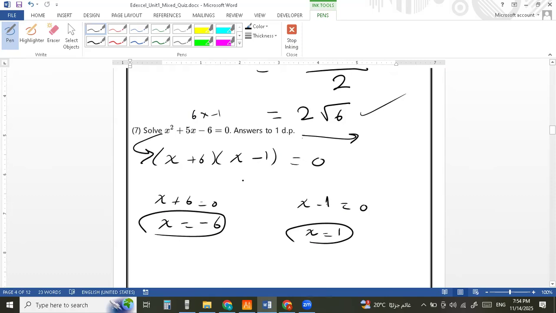Okay, Mister, but you factorized, you didn't solve the equation. Yes, since they are multiplied by each other, you can split them. You can say x plus 6 equals 0 and x minus 1 equals 0. So x is what? Negative 6. And x is what? 1. If you choose to use the quadratic formula, it's going to give you exactly the same answer.